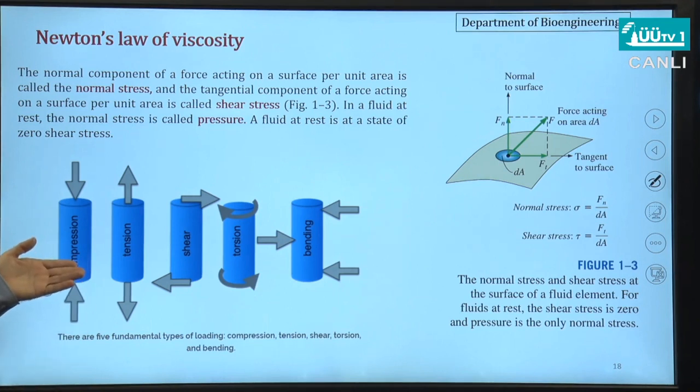In this figure that I've put here, we can visualize different types of loading for a solid. You may understand different types of loading for a rod in the case of compression, tension, shear, torsion, and bending.